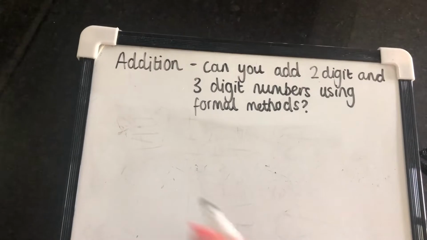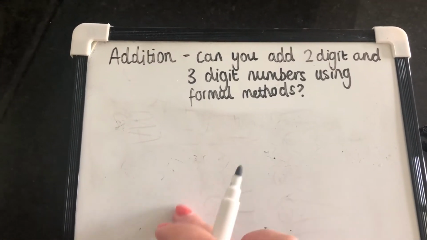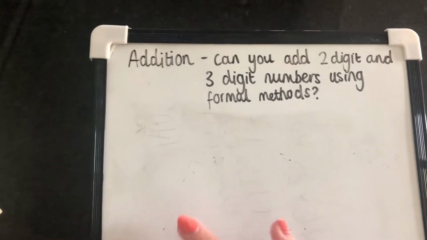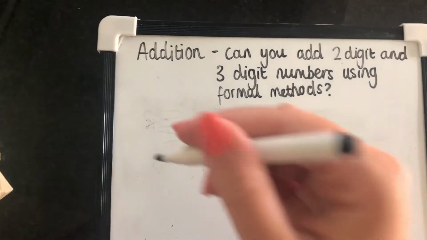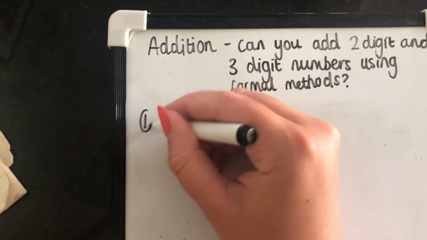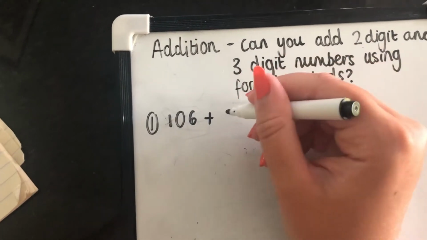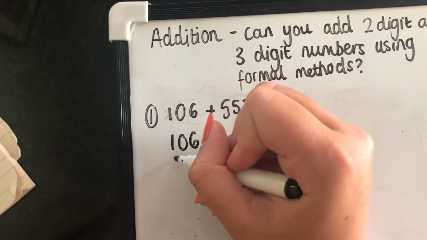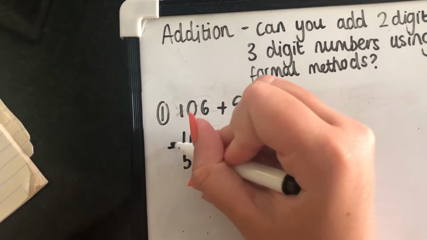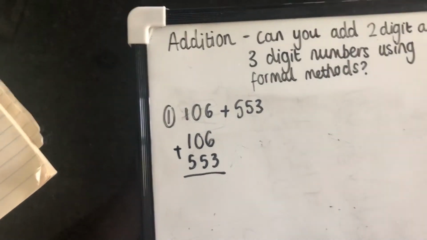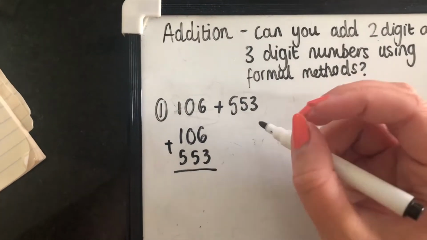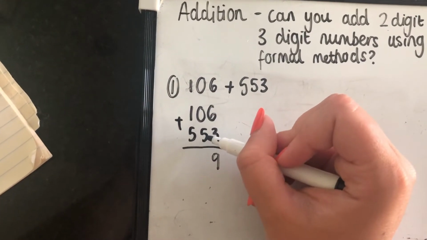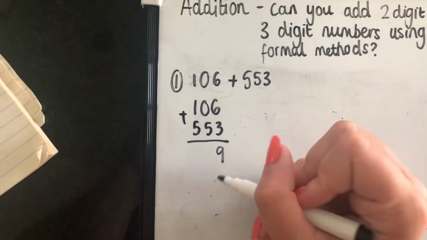So we're going to go back to the expanded method now, the expanded column. We've just got really good at using the compact method, but because we're going to 3 digits, we'll go back to the expanded. So our first question is 106 add 553. Okay, so let's try it. 106 add 553. Make sure we've got our add sign, and we're going to add them up. So 6 units add 3 units is 9. Now we're adding our tens. 0 add 50. 0 tens add 5 tens is 50.